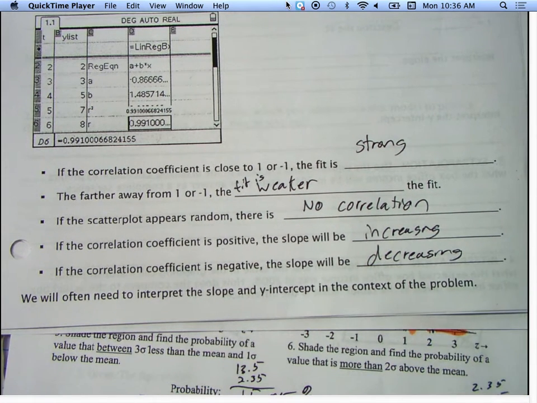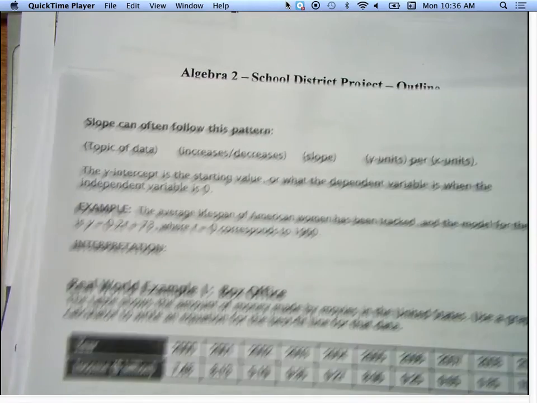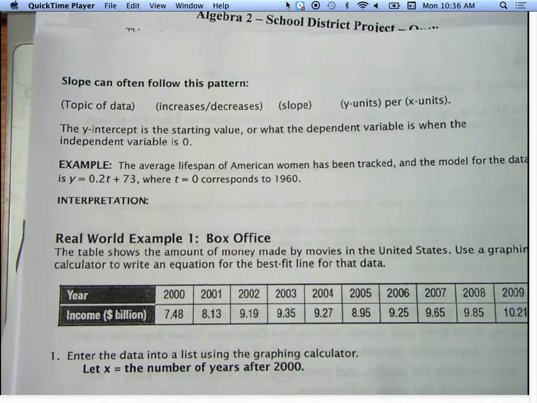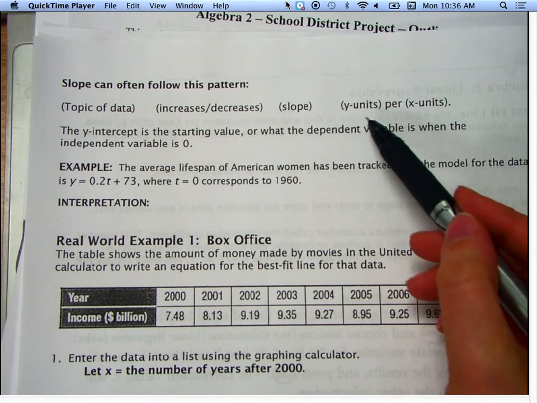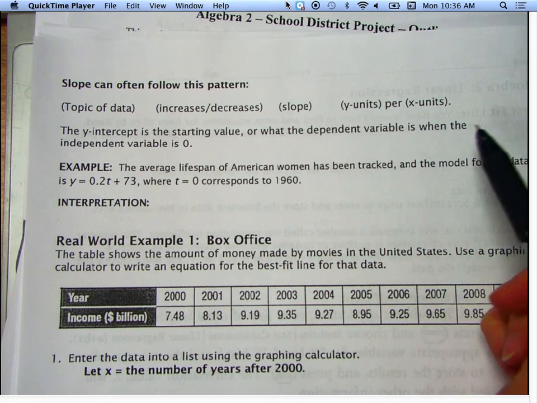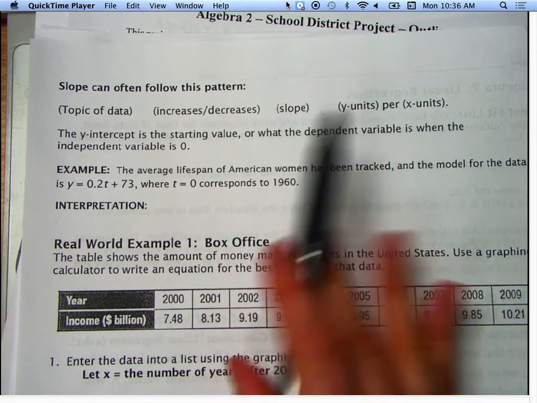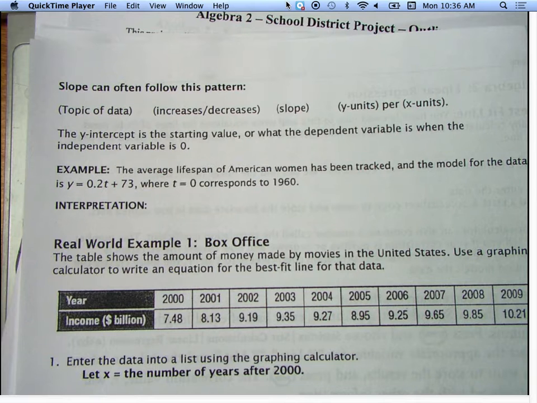Okay? We often need to interpret the slope and y-intercept in the context of problems. Slope can often follow this pattern: the topic of data increases or decreases, it's the slope, y units per x units. The y-intercept is the starting value, or what the dependent variable is when the independent variable is 0. Okay? So, let's look at this example.